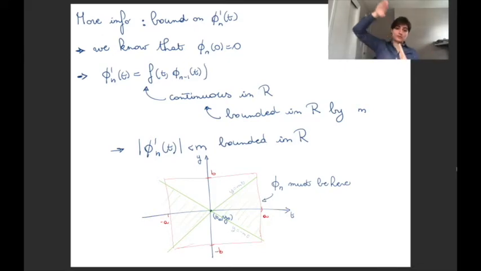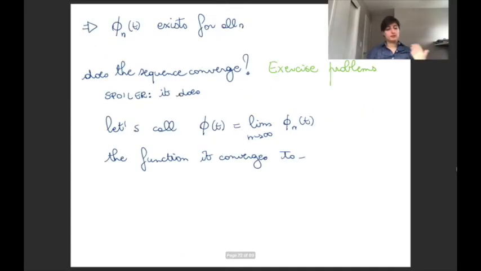If m is too steep, then we have to restrict our rectangle, so push a closer such that phi n cannot escape from the top. But if m is small enough, then we can keep everything. So phi n exists for all n if we restrict t as needed. So we know that the sequence exists.